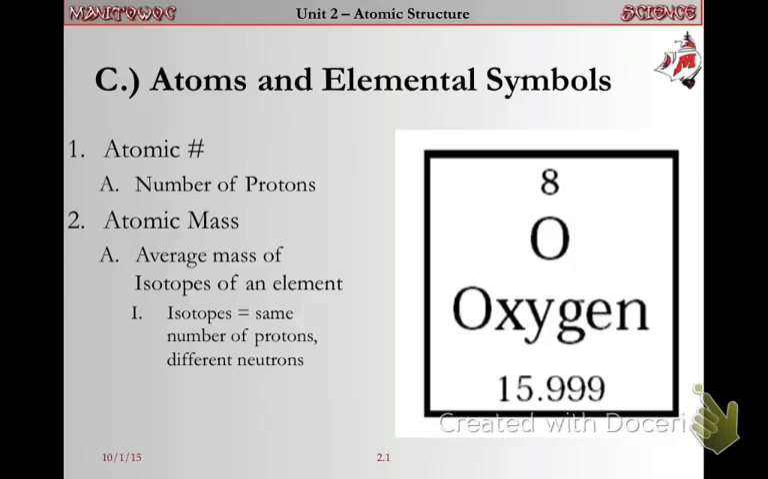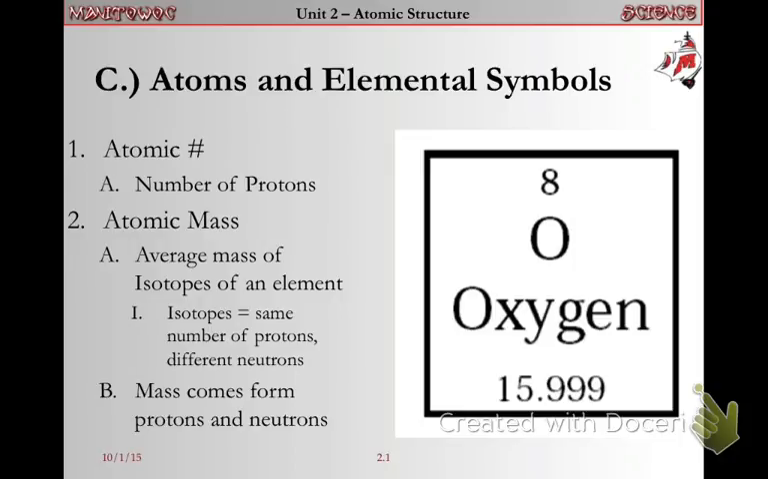Isotopes, to get a crude definition, just same number of protons but a different number of neutrons. That's how we go ahead and define isotopes. So you can have a carbon atom, and it's got 6 neutrons or 7 neutrons or 8 neutrons. All of those carbon atoms are still carbon, but they're different isotopes of each other.